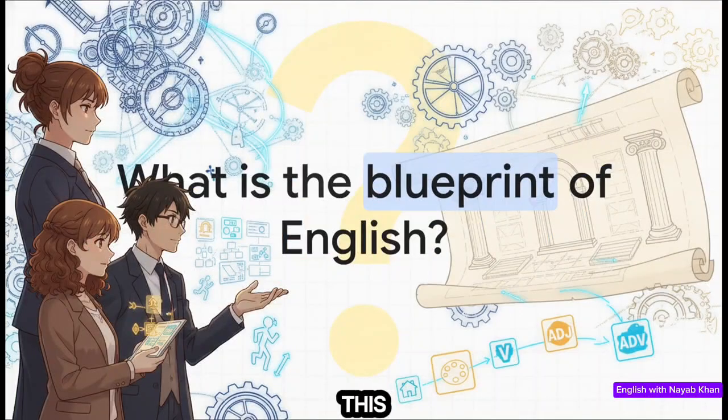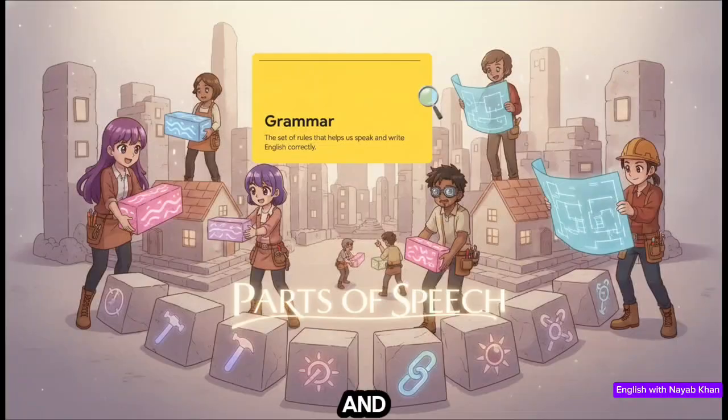Okay, let's dive into this. Have you ever looked at a really long, complex sentence and thought, how does this all actually fit together? Like, what is the blueprint of the English language? Well, before you can build anything that lasts, you need a solid plan, right? You absolutely have to understand your materials. And that is precisely what grammar is. Grammar is just a super helpful architectural blueprint. It's the set of rules that helps us actually speak and write English correctly.